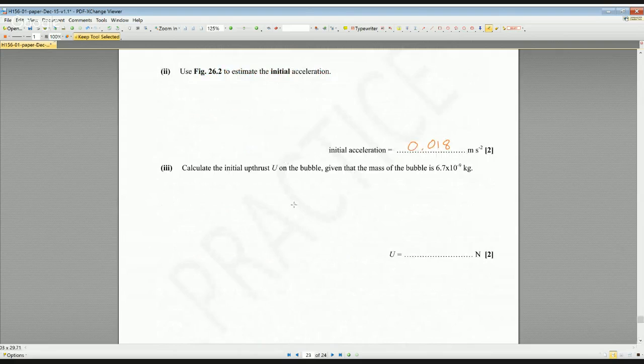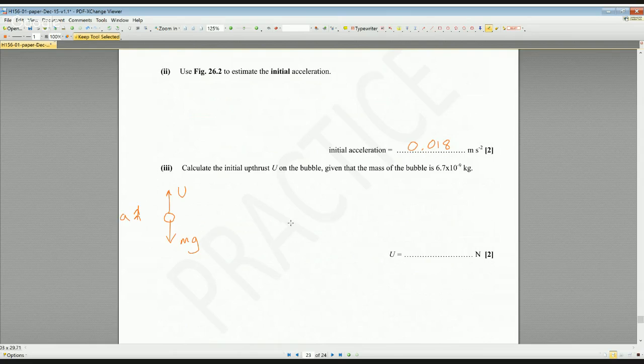And I calculate the initial upthrust U on the bubble, given the mass of the bubble is 6.7 times 10 to the minus 9. So the key thing to remember here is at the beginning of the journey, as we described before, there is zero drag, which means the only forces acting on the bubble are weight down and the upthrust up. And we know that there is an acceleration, so therefore there is a net force.